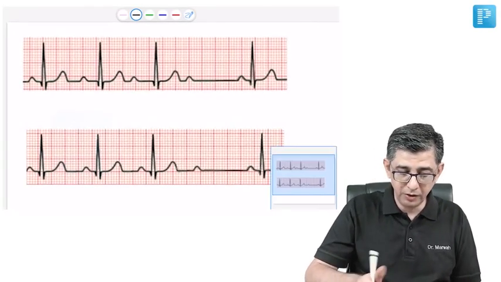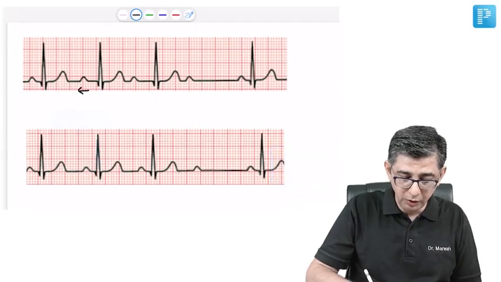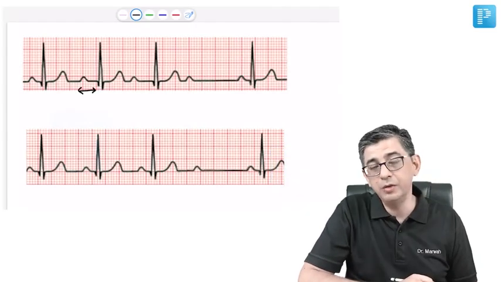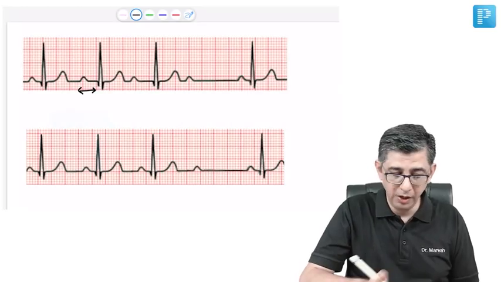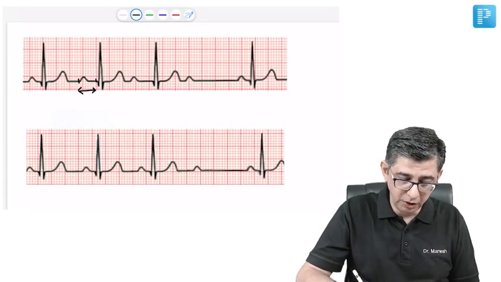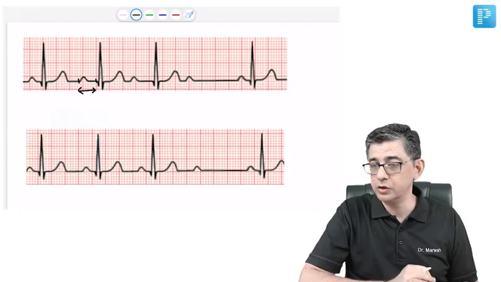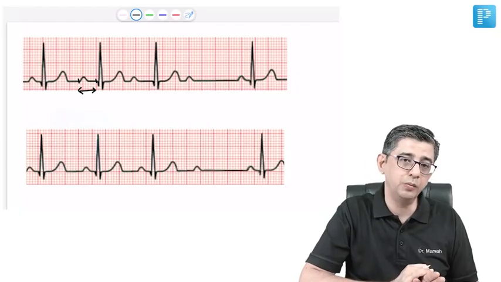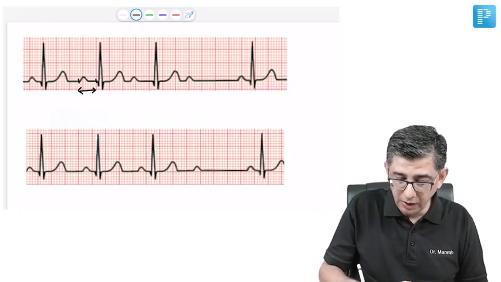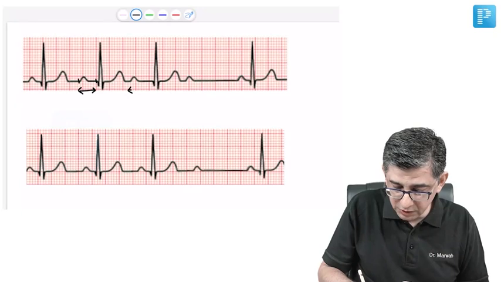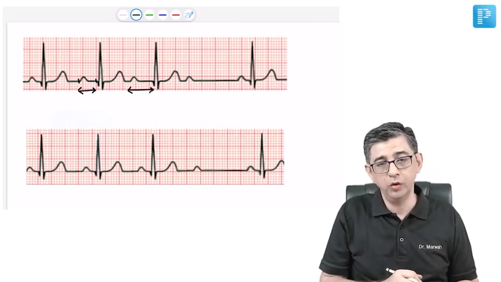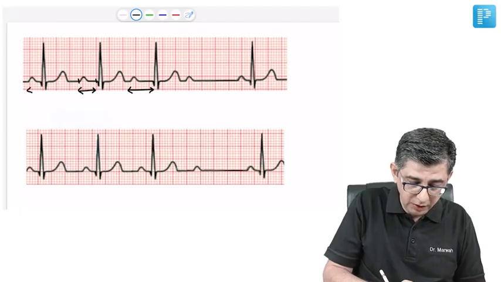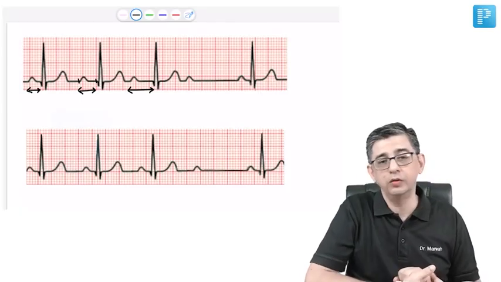Now, moving on to the next aspect that I am describing before you here, the feature that you need to pick up here is the PR interval. The name is PR interval, but it is not from the start of P to the start of R. It is actually from the start of P to the start of the Q wave. And what is happening in this person's ECG is that the PR interval of the patient is increasing. You have noticed there is an increase in the mathematical value of the PR interval.